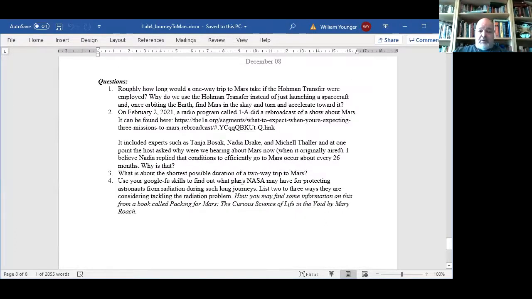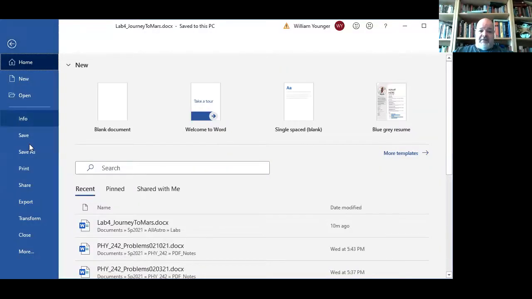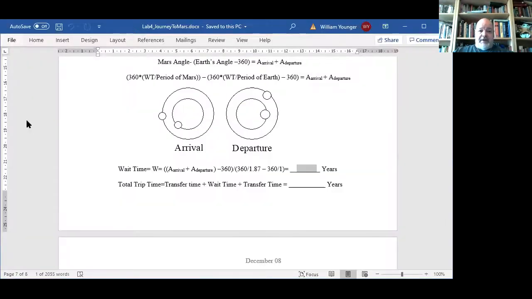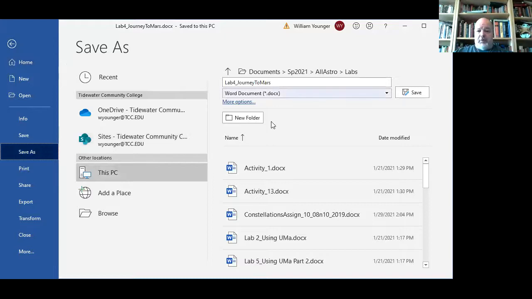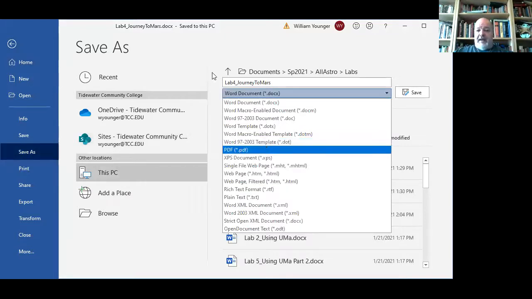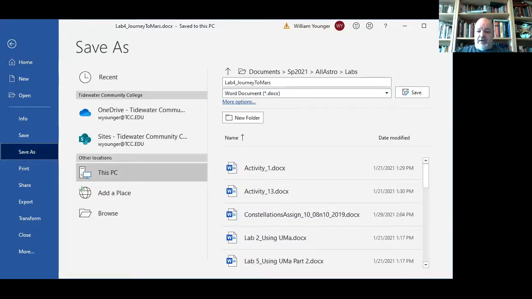When it's all said and done, I want you to do File, Save As. Well, first I want you to just do Save. And then I want you to do File, Save As. And this time you're going to change the Word document to a PDF like that. And that's what you're going to turn in. I hope that helps. So let's stop the share right now.